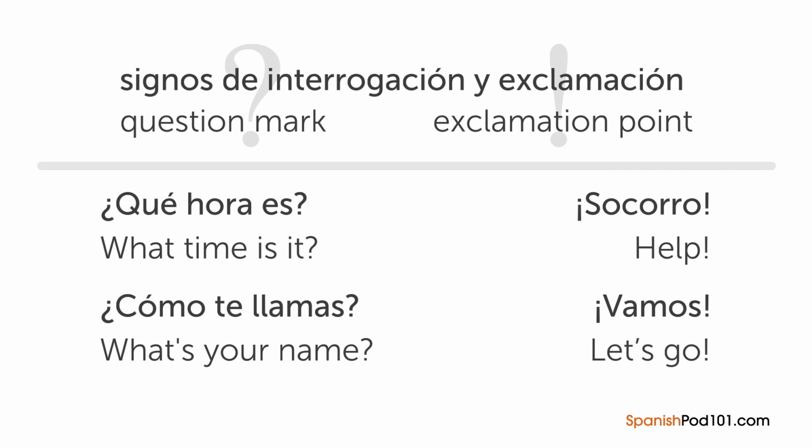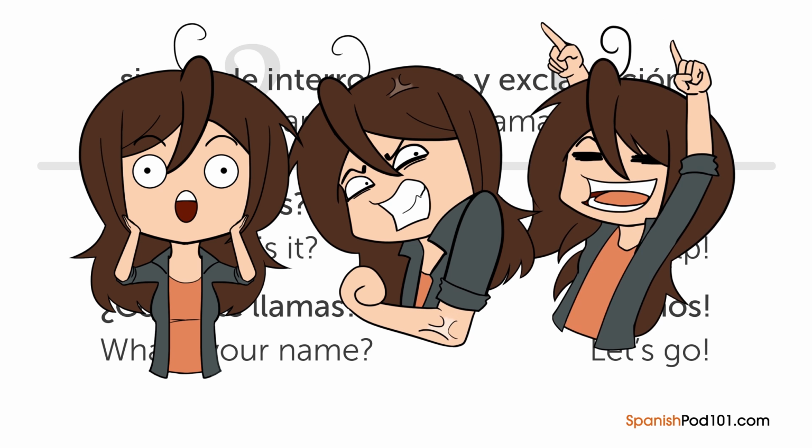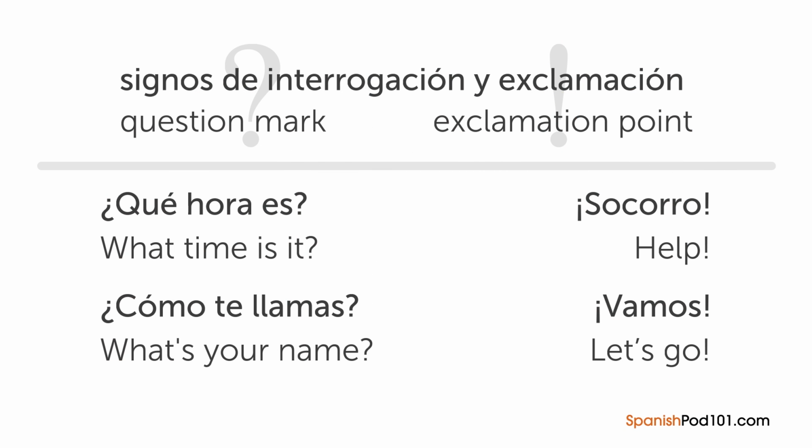Let's move on to two more punctuation marks you may be familiar with, the signos de interrogación and exclamación. The signos de interrogación is better known in English as the question mark and is used in interrogative sentences. The exclamación sounds similar to the English exclamation point and works the same way. It's used to express surprise, anger, or any other strong emotions. Remember that in Spanish, you could write an inverted question mark or exclamation mark at the beginning of the sentence in addition to the mark at the end.